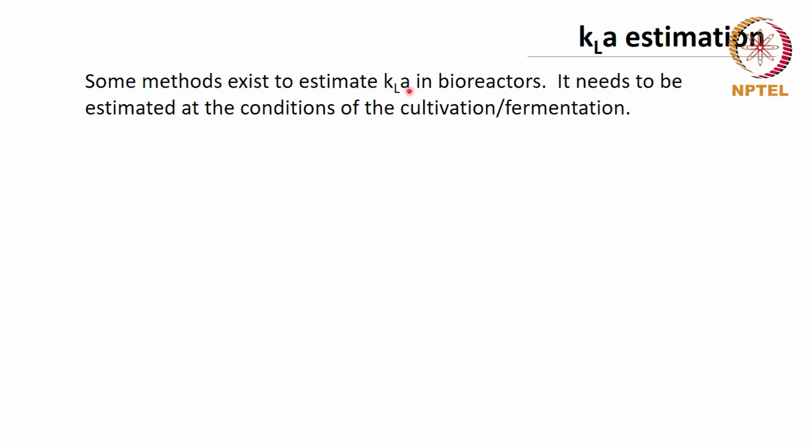Some methods exist to estimate KLa in bioreactors, some standard methods. And the KLa needs to be estimated at the conditions of the cultivation or fermentation. Why? Because it depends on temperature, it depends on operation condition, and so on and so forth. So you fix everything. You fix the temperature at which you're going to operate, you fix the pH at which you're going to operate, maybe also. And you fix the RPM and other things that you're going to operate at, and then estimate the KLa.